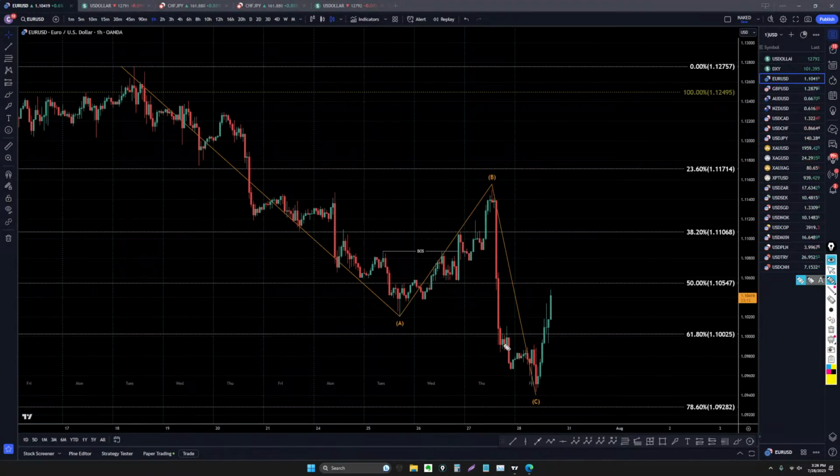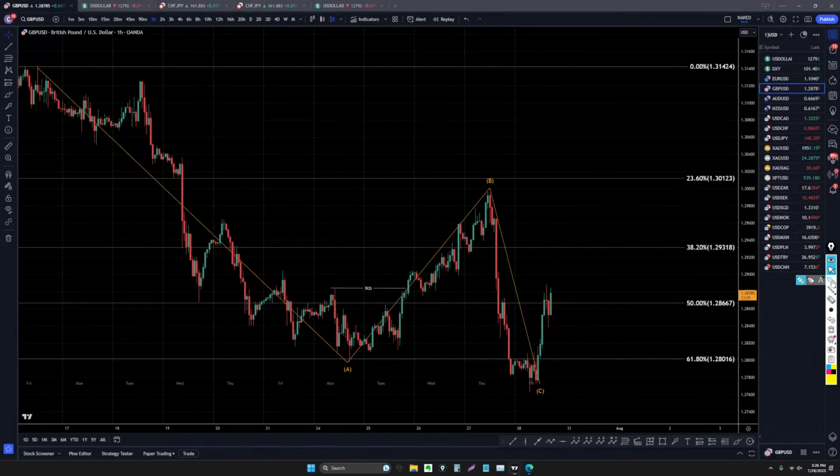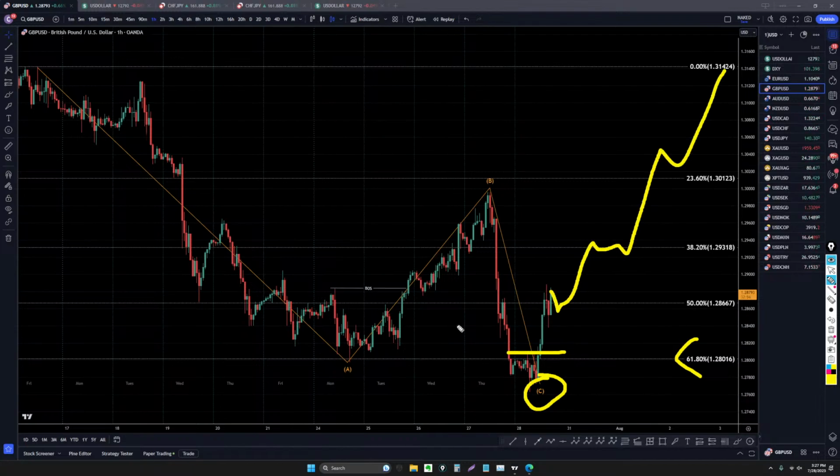So anyways, we got a nice break of structure, nice impulsive up. I definitely would be looking to build a position on this trade, definitely, 100%. Pound dollar is not quite as good as the euro dollar, but it's the same thing. End of a wave C, right at the 61% Fibonacci level. Everything's looking really good. I think this is going to keep going up, making higher highs, higher lows.